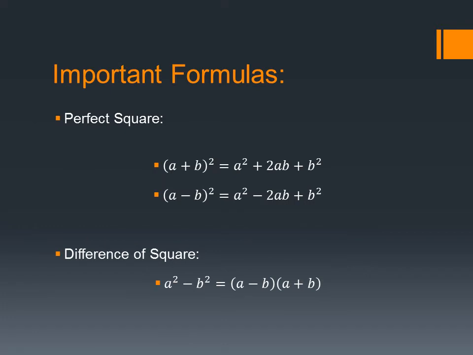Before the start of the exercise, you need to remember some formulas. The formulas of perfect square and the formula of difference of square. These are the two formulas for perfect square. A plus b whole square equals a square plus 2ab plus b square, and a minus b whole square equals a square minus 2ab plus b square.